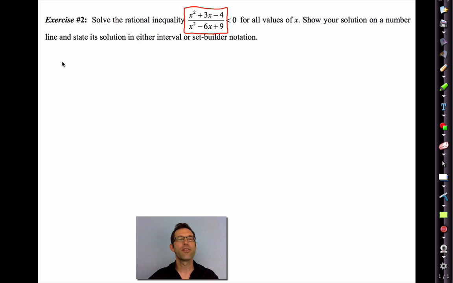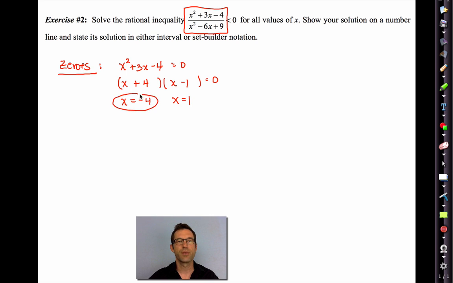The first thing I'm going to do is find the zeros. I'm going to take that numerator and set it equal to 0. I'm going to use the zero product law. That'll work out well. And I'm going to get x equals negative 4 and x equals 1. So these are critical values. They're going to show up on my number line.